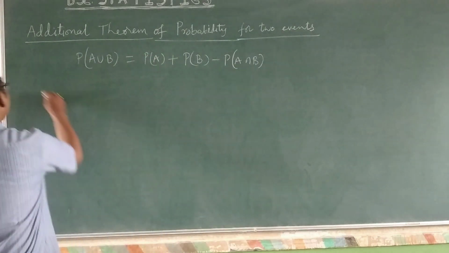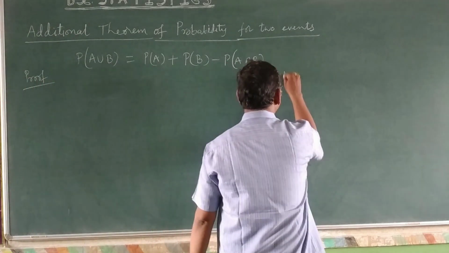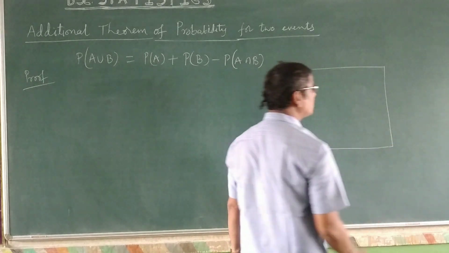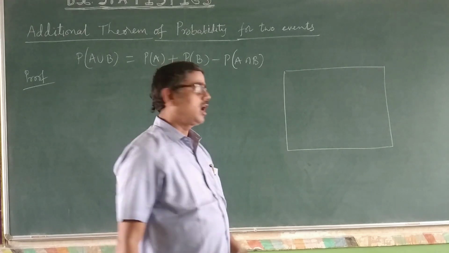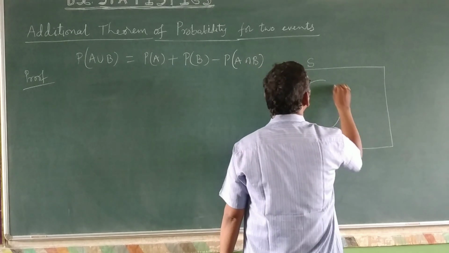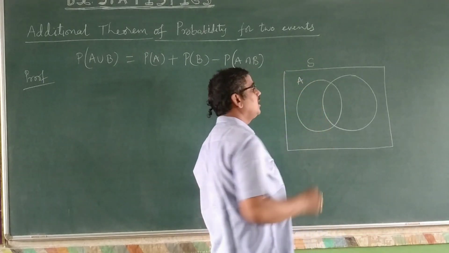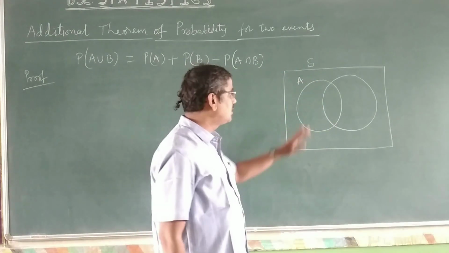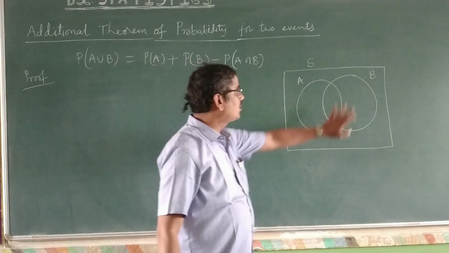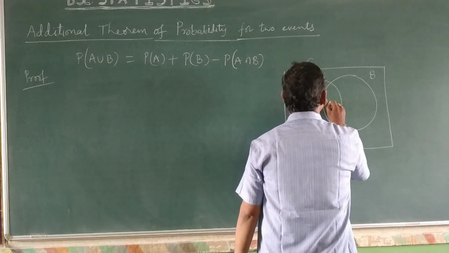To prove this theorem, I draw a Venn diagram. I consider this as the total sample space S, and I consider two events A and B in this fashion. This is the event A, and this is the event B. This is the intersection part, which means A intersection B.